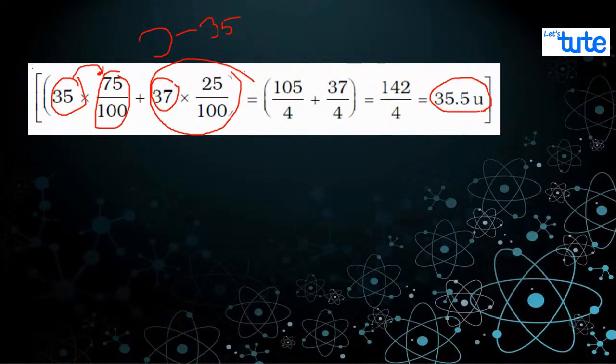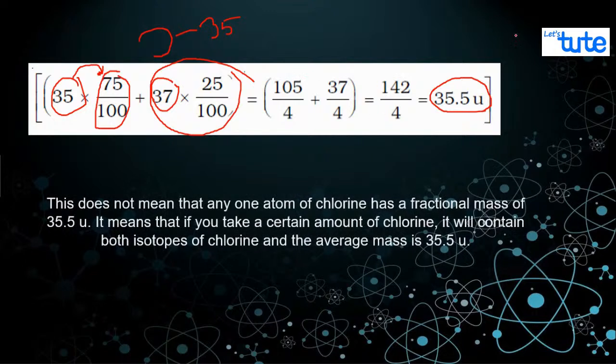So this was about isotopes, but in this condition, 35.5 is not the original value. This doesn't mean that chlorine has a fractional atomic mass. It nowhere means that. It's just for simple calculation purposes that we take the average. Okay, this is extra information given to you. You don't have to take it.